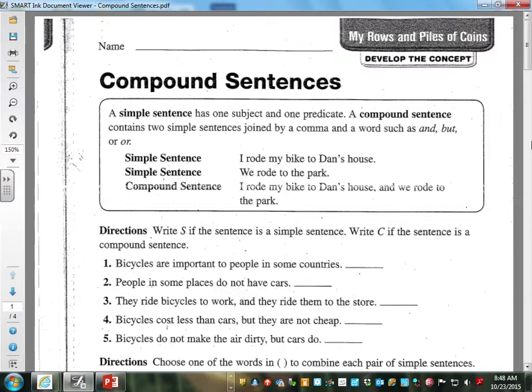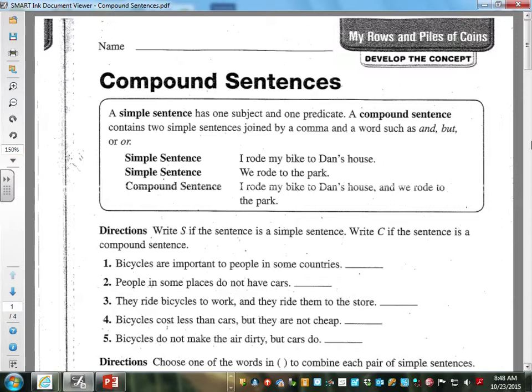sentences. If you look at the top, it tells you that a simple sentence has one subject and one predicate. An example of that would be, I rode my bike to Dan's house. That's one complete thought. You rode your bike to Dan's house. Another example of a simple sentence is what we see underneath it. We rode to the park. Those are two complete thoughts. They both have a subject and they both have a predicate, but they're one complete thought.